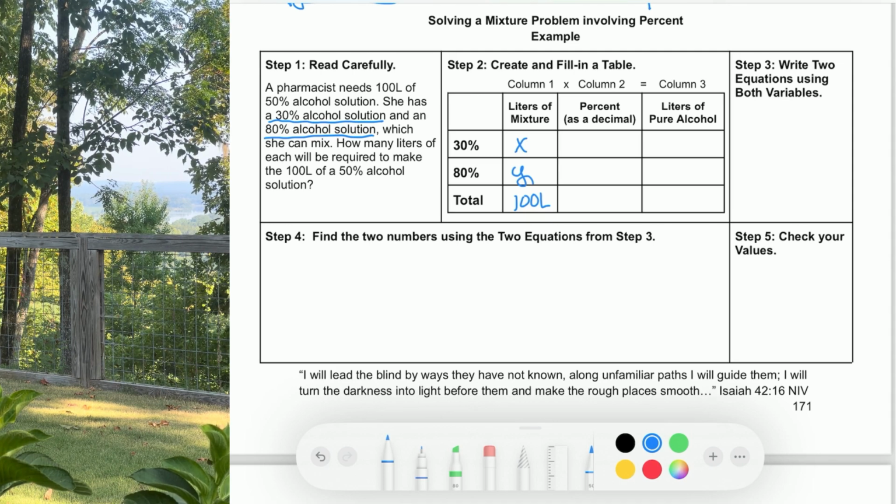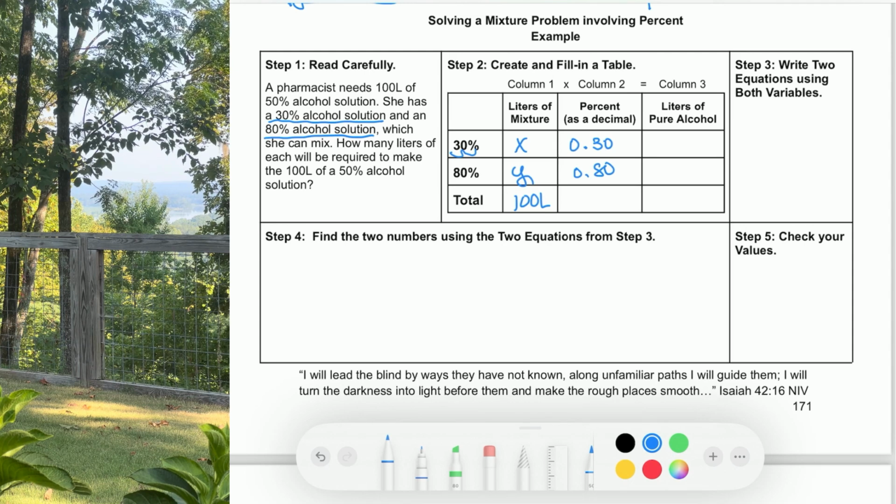Now we need to put our percents as a decimal. So our first one becomes 0.30. So remember, we had to move this percent 2 times to the left to get our decimal. Our next one is going to be 0.80. And then in our last box, we're putting what we are trying to create, which is a 50% alcohol solution. Because it says a pharmacist needs 100 liters of 50% alcohol solution. That's what they're trying to make. So we're going to have the 0.5 here. We're going to go ahead and turn it into a decimal.